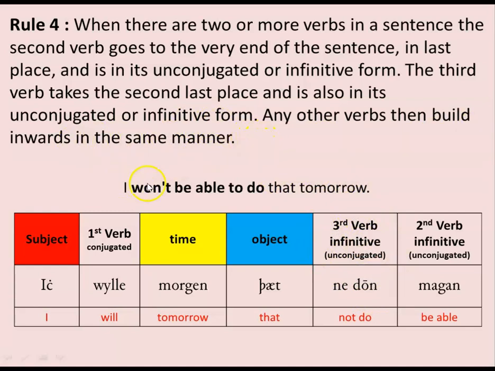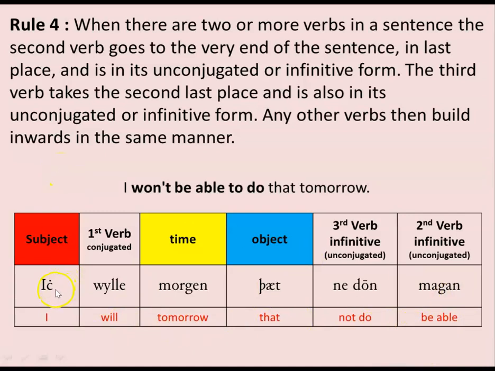So I won't be able to do that tomorrow, whatever that is. That is some sort of object, so we'll put that in the accusative form. It's something that's clear to whoever's taken part in this conversation, they can see or understand what that is, but it's an object, that. Won't be able to do that. So, ich wolle morgen that neer doen machen. Okay, I will tomorrow that not do be able. All right, I won't be able to do that tomorrow.